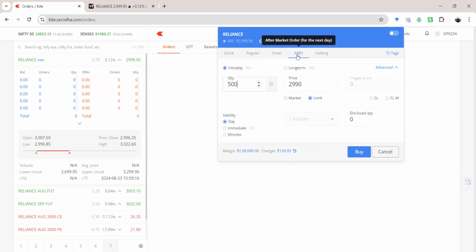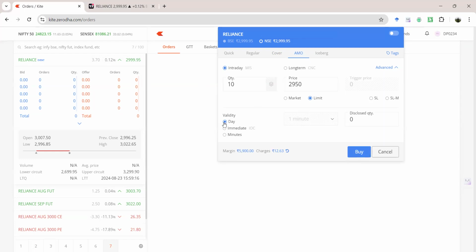Cover order. Then there is the AMO order. It is an aftermarket order. Intraday or long term, these are the same things. What we can do is place orders for Monday. Right now we can place orders for Monday. Suppose you want to buy at 29.50 rupees. We know that Reliance is trading at 23,000 rupees, but we want to buy at 29.50. We can try our luck, place an aftermarket order, and place a buy quantity, maybe 10 quantity.